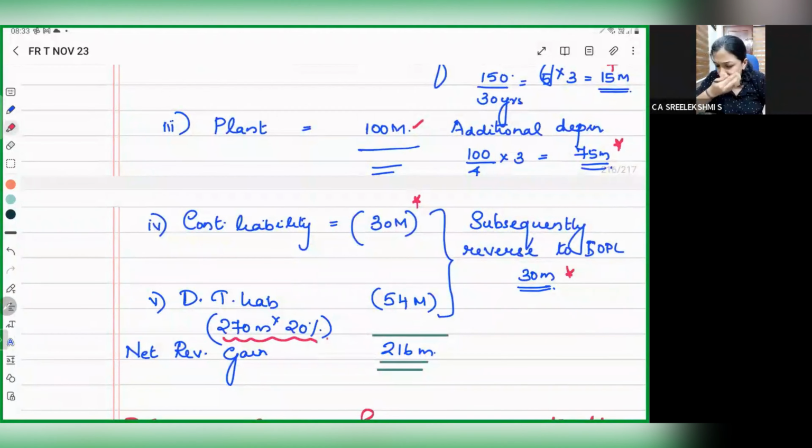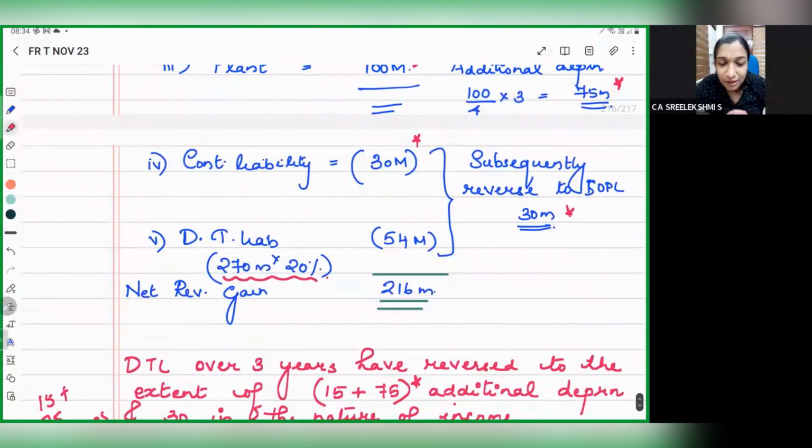I hope that understanding or that base is enough to understand this. 12 million would have reversed to P&L, because additional depreciation reflects in P&L and contingent liability also gets reversed to P&L. So deferred tax: if the transactions and events get adjusted in the P&L, the deferred tax liability or asset should also be adjusted in the P&L. So to the post acquisition profits, you deduct 15, 75, add 30 and add 12.